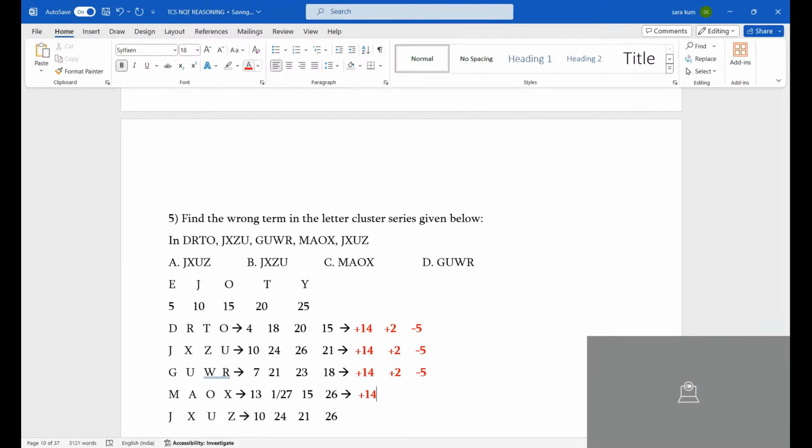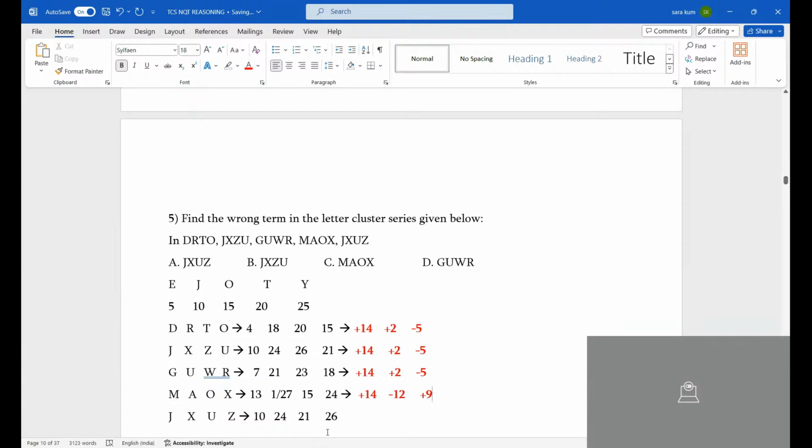From 27 to 15, this is where the problem is. From 27 to 15, it is minus 12, right? And from 15 to 24, it is plus 9. It is not 26 actually, it is actually 24, right? X is 24. I'm sorry for that.